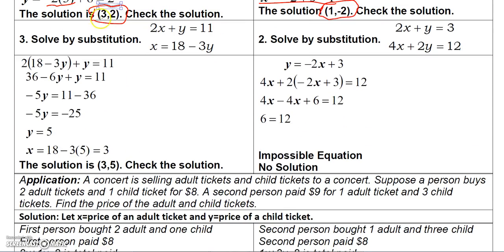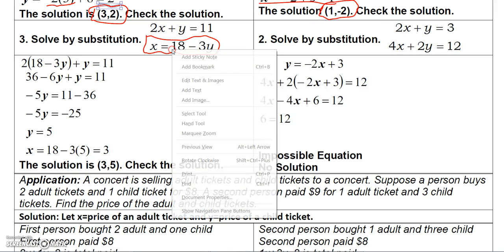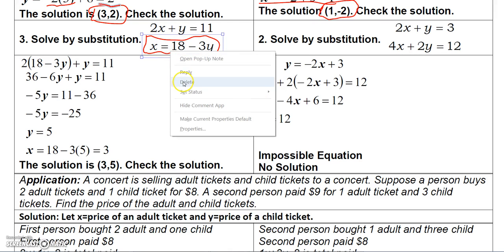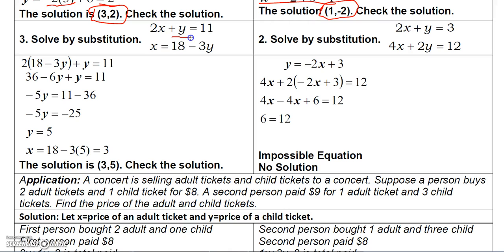Okay, so here's another one that you can do. This one is already written in a good form for you. So usually when they're written where they've already solved for x or y in one of the equations, you can just go ahead and make that substitution. So here, since I know x equals 18 minus 3y, I can take that and plug it in here for x into the first equation.